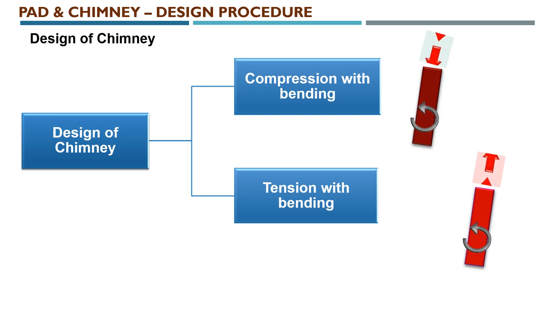And the second case is tension with bending. So tension is an uplift or upward direction force, which is parallel to the chimney span, chimney height. Also in this tension with bending, bending is acquired mainly because of side thrust and the eccentric axial forces. Eccentric forces of tension and compression act on the chimney. So for this also we need to check, and the reinforcement should be provided accordingly.